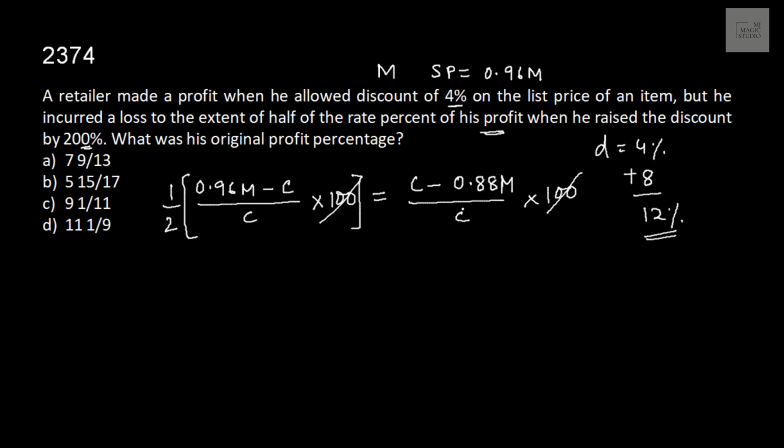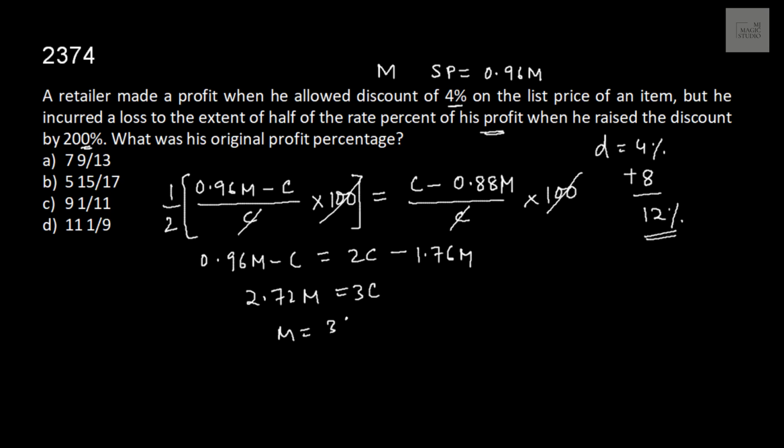Now let's see what we get here. We have 0.96 M minus C equals 2C minus 1.76 M. This and this, if I add, it would be 2.72 M equals 3C. That means M is 3C or 300C by 272.